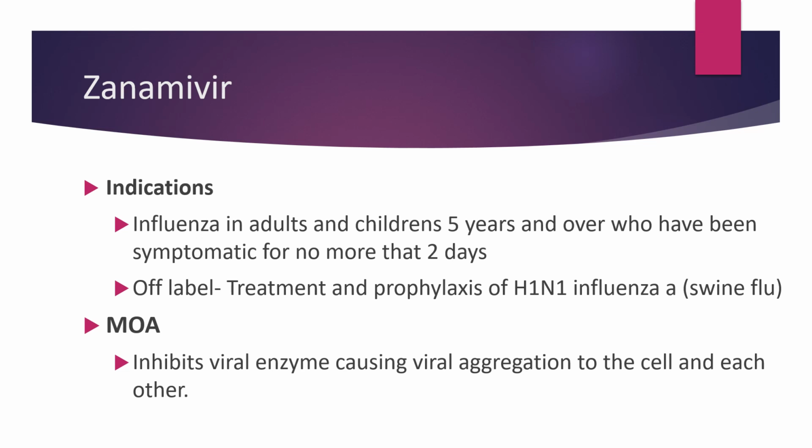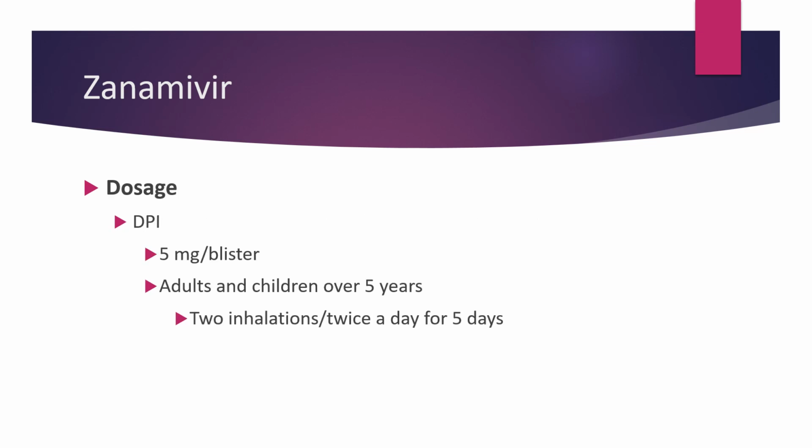But the big thing, this one's got to be done early on in the flu process to help reduce those side effects and to help reduce the potential or the severity of the flu. It does work by inhibiting the viral enzyme causing viral aggregation to the cell and each other. So they try to stop the viral enzyme, right? They try to stop that viral enzyme from replicating. So the whole idea is to help reduce it, the severity of the flu, not to stop it altogether. The dosage, it can be given as a dry powder inhaler. They're little 5 milligram blisters. Once again, adults and children over 5, and they can do twice a day for 5 days.